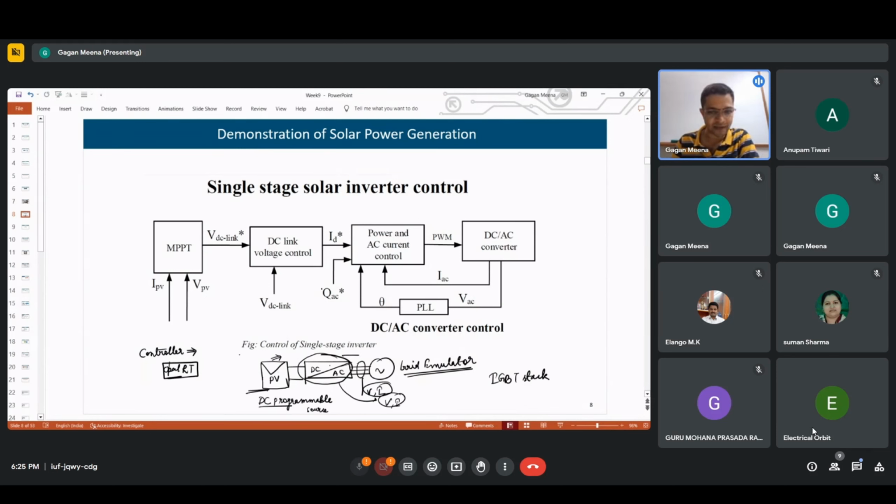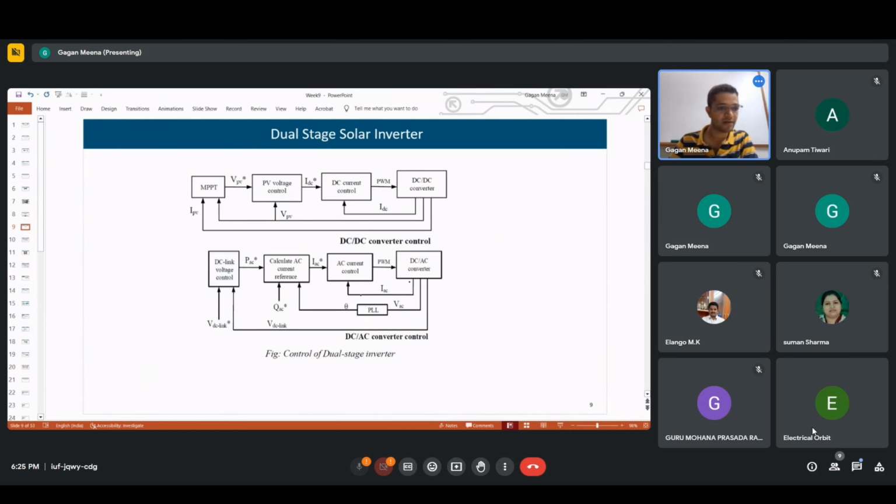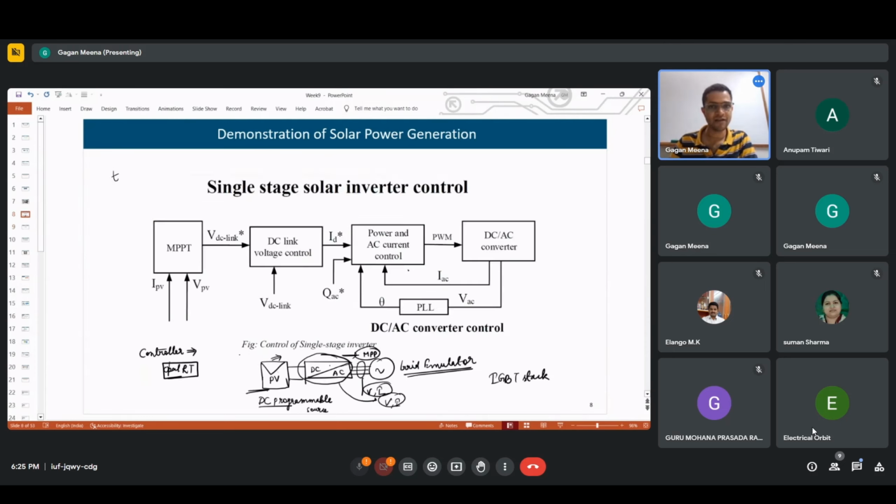But to extract maximum power from that inverter, we need to give firing pulses because there are switches, and we need appropriate firing pulses. Those firing pulses are generated by OpenRT. Is it clear? Am I audible?